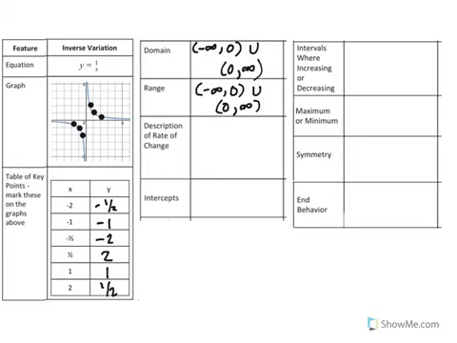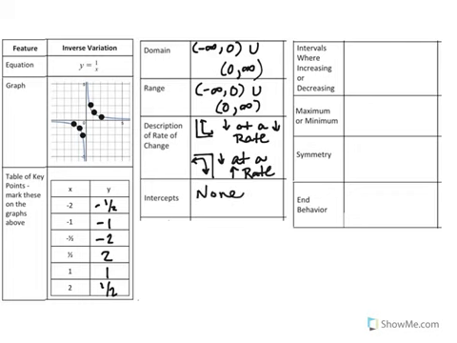Describing the rate of change, we'll think through this as the two pieces again, the upper piece and then the lower piece. The upper piece, I'm just going to use arrows here, is decreasing at a decreasing rate. And the lower piece is also decreasing, but it's decreasing at an increasing rate, because as it goes down, it's going to get faster and faster. The intercepts here are that there are none because of those asymptotes.